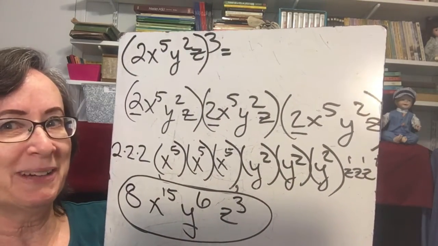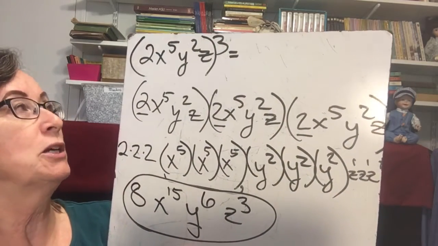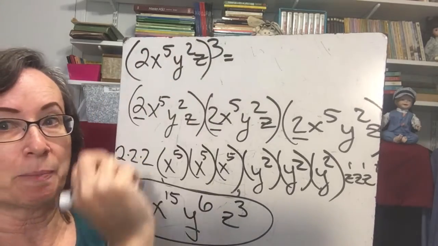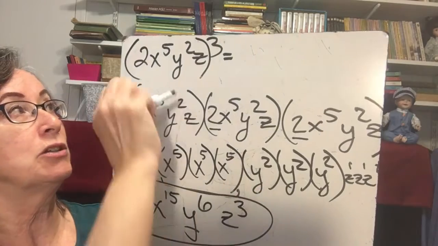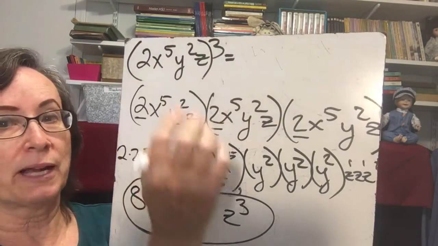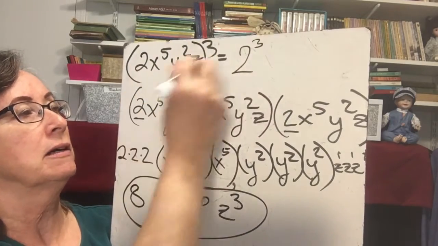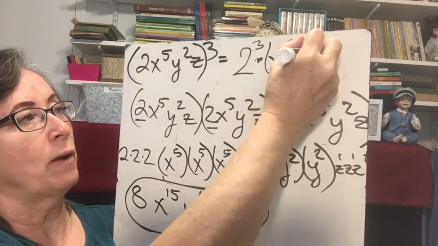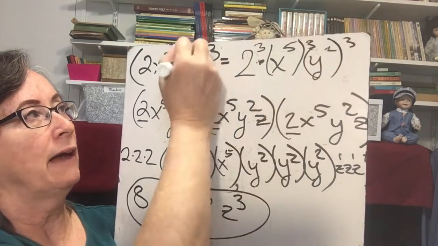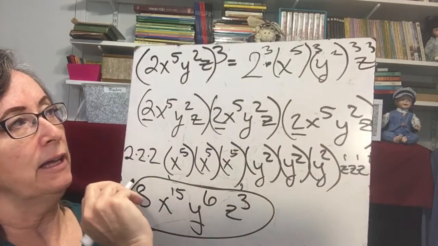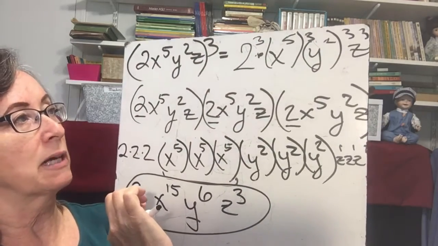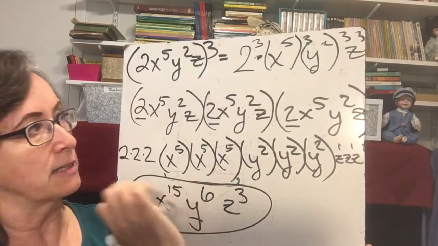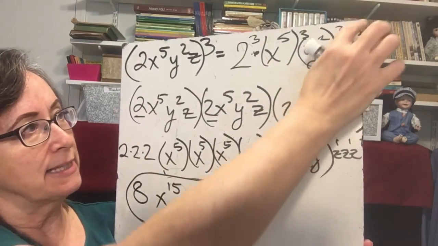So now that we know what the answer is, let's go through and use our power rule, which simply means that this is a product raised to a power, right? A product raised to a power means each individual item gets raised to that power. So that's going to be 2 raised to the third power, and then x to the fifth raised to the third power, and then y squared raised to the third power, and then z raised to the third power. Okay, so this is the power of a product rule that we're coming up on. And so 2 cubed is 8, and x to the fifth cubed, we multiply those exponents and get x to the 15, y squared cubed is y to the 6, and z cubed is z cubed.